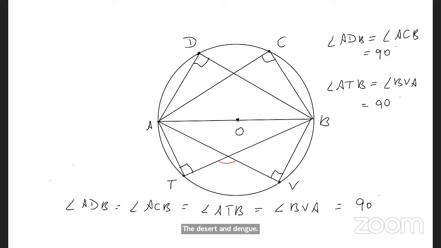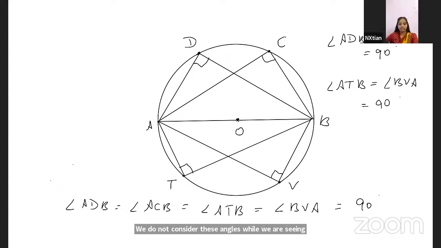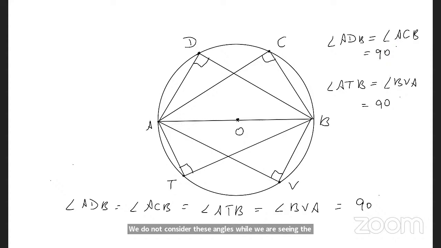And the one opposite to them. The ones I've marked in red, are we talking about that? Yes, ma'am. Okay, Abraham, we do not consider these. We do not consider these angles while we are seeing the angles in the semicircle. We'll consider the angles which are formed by the triangles. Okay, ma'am.